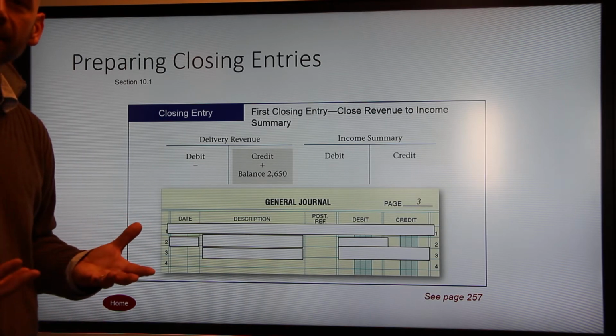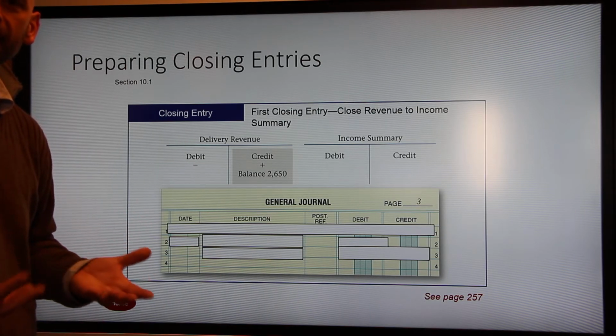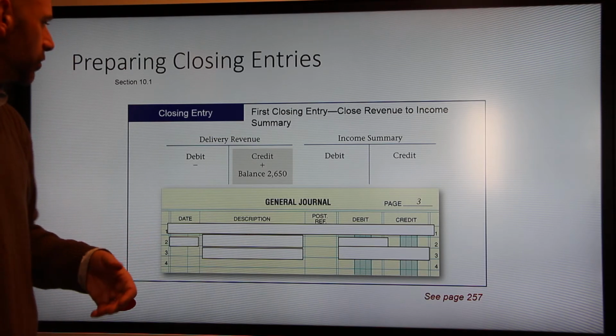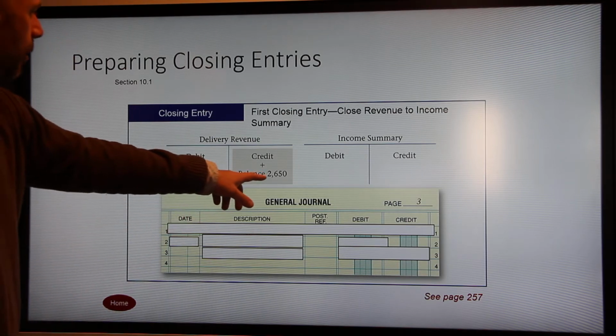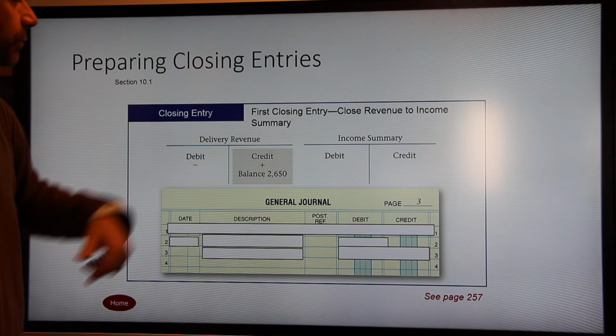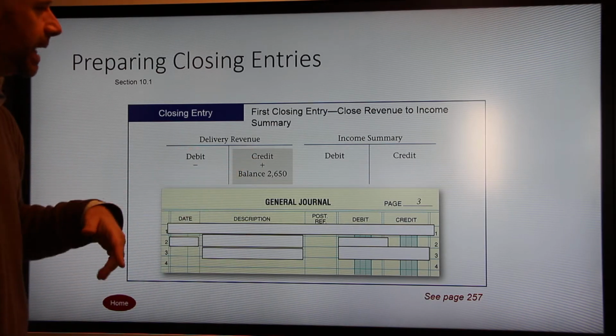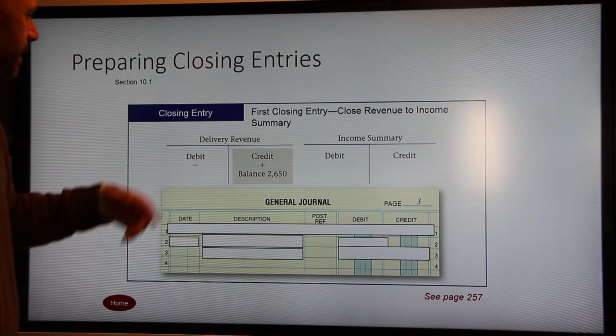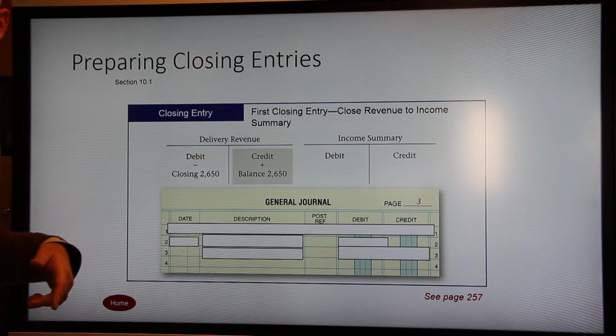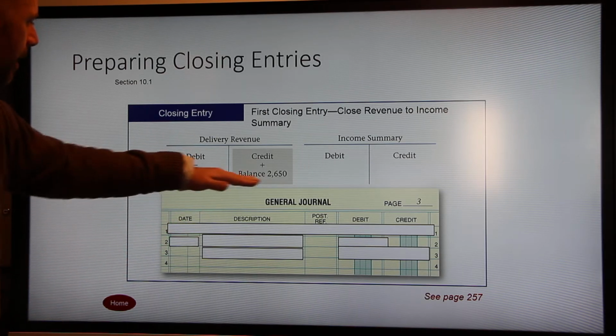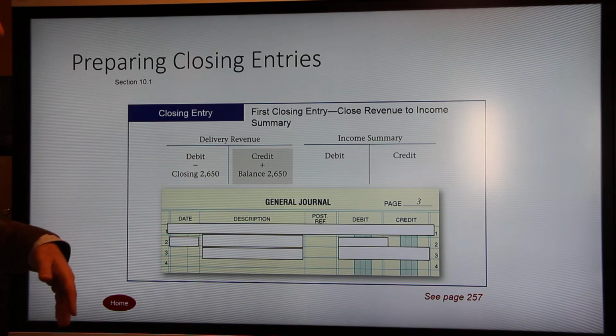So if you want to take something that has a credit balance and make it zero, you have to debit it. So if we look here, we can see that our revenue account has a balance of $2,650, and it's on the credit side. So in order to bring that balance to zero, we need to debit it for $2,650. If you look now, there's a zero balance in delivery revenue, right? They cancel each other out.